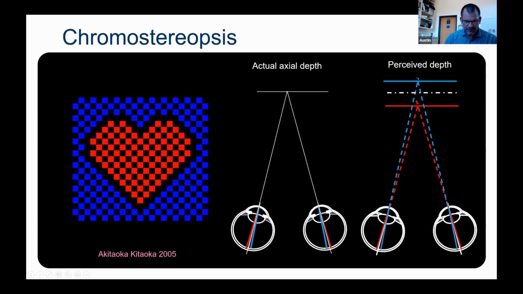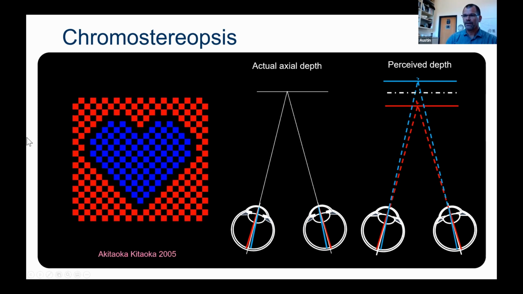Chromostereopsis is a phenomenon whereby the apparent depth of an object depends on the wavelength. And the cartoon on the right shows a very compelling example. I hope it's playing. It's playing kind of slowly for me here. There we go. And this is widely believed to arise from transverse chromatic aberration in the eye, although other factors like the Stiles-Crawford effect are also considered to play a role.